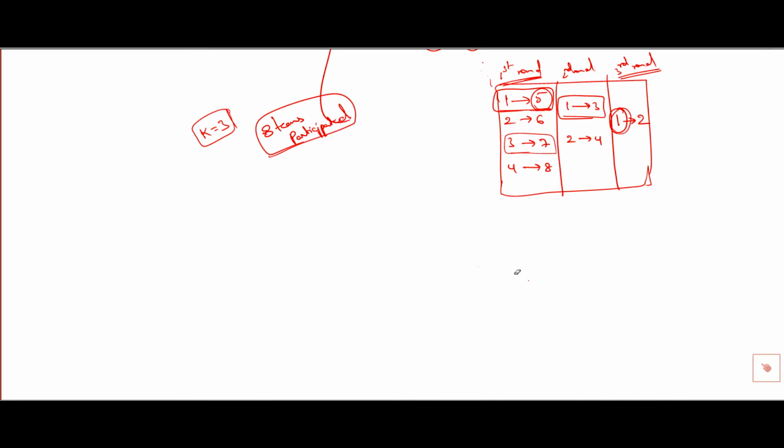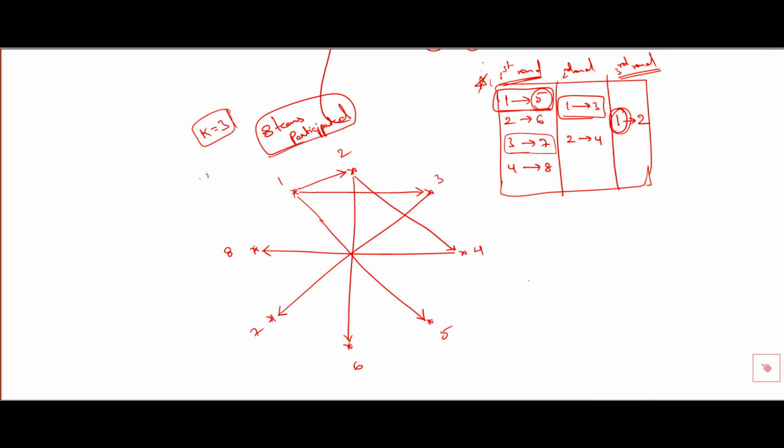Let us try to draw the graph for this given table. So we have 8 vertices with us, namely 1, 2, 3, 4, 5, 6, 7, 8. These are the vertices which represent these teams. So 1 won against 5, so there will be an outward edge going from 1 to 5, and 1 won against 3 in the second round, so 1 to 3, and 1 to 2, 2 to 6. So if we draw all the edges, this is how the graph G looks. So from this graph, let us try to draw the BFS tree taking 1 as the starting vertex.